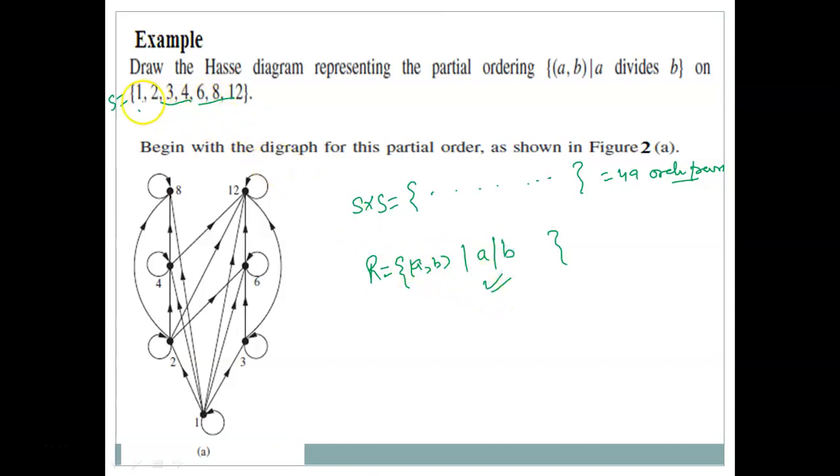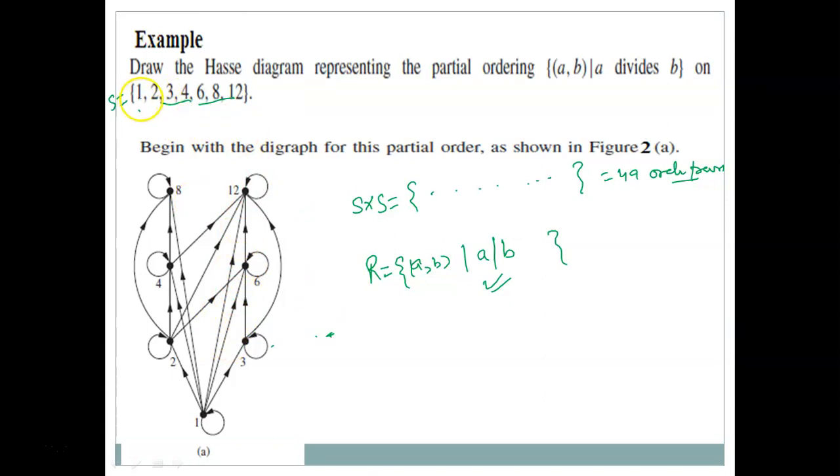For example, 1 can be paired with all of these, because 1 divides 1, 1 divides 2, 1 divides 3. So definitely loops will be there at all the vertices, because 1 divides 1, so you can write 1 related to 1. 2 divides 2, loop is there. At every vertex there will be a loop. And 1 will be related to all of these. 1 related to 1, 1 related to 2, the arrow is here, 1 related to 3, 1 related to 4, 1 related to 4 is here, 1 related to 5, 6, this line, etc.